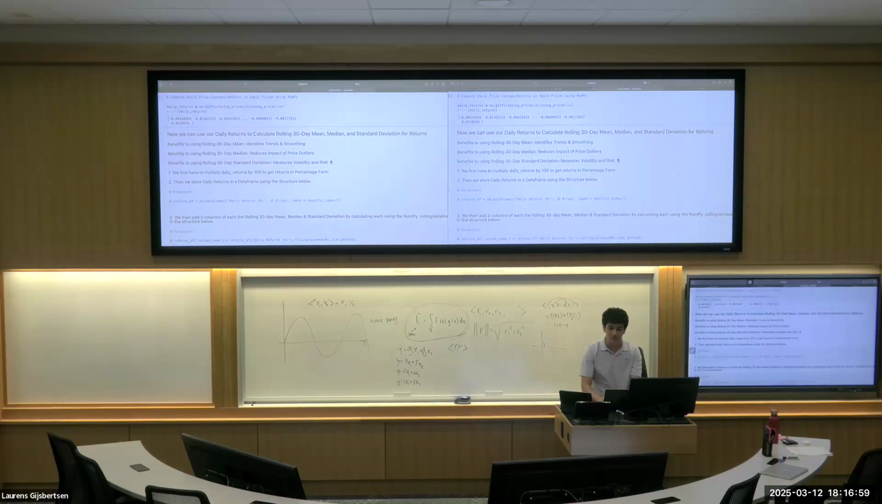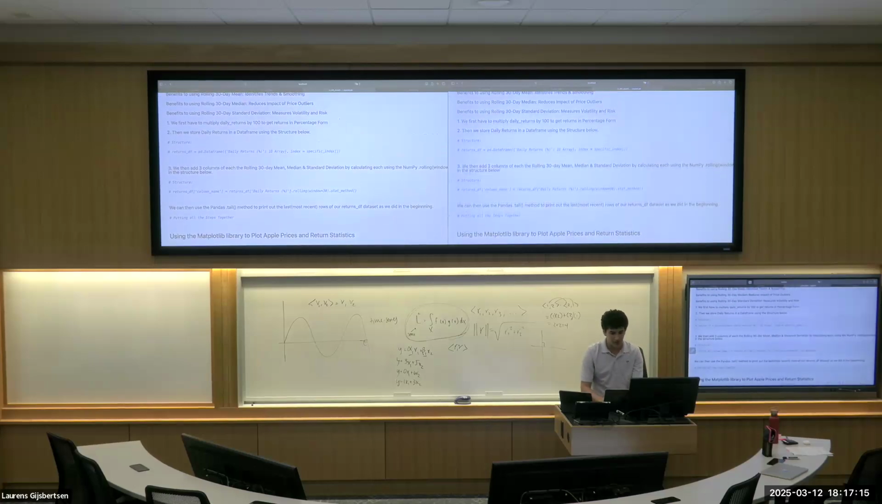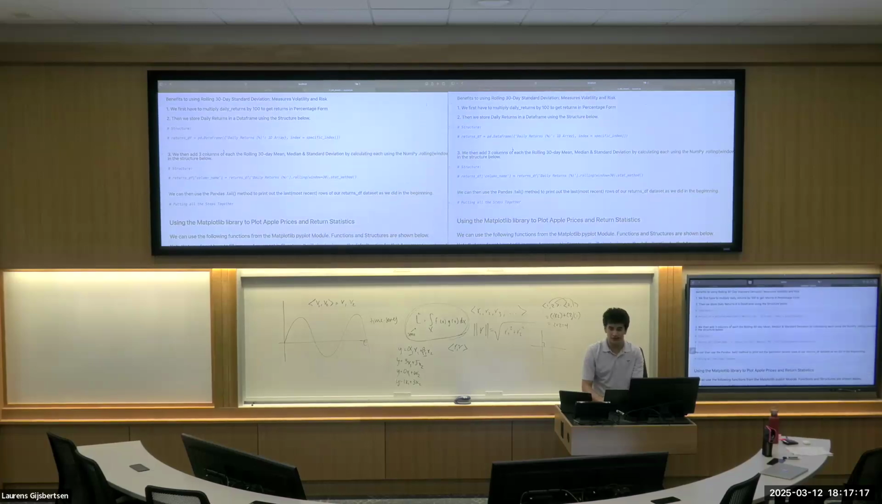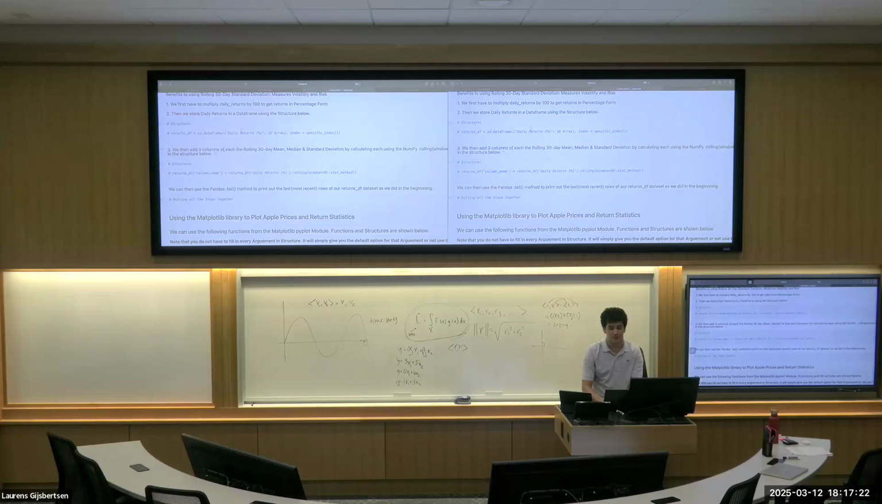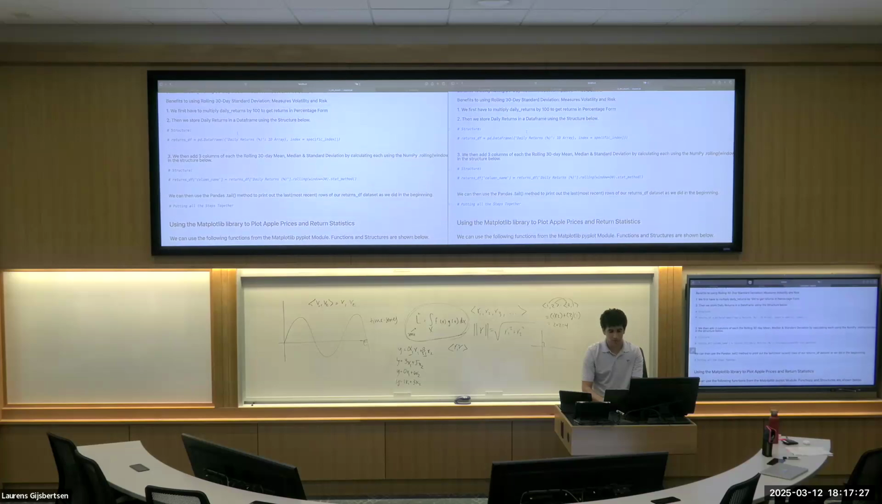So now we can use these daily returns to calculate the rolling 30-day mean, rolling 30-day median, and rolling 30-day standard deviation. But I think for time purposes, we're just going to do mean and standard deviation, right? So I'm going to go over the directions first, and then we're going to do it. First, we multiply daily returns by 100 to get them in percentage form, right? Second, we store the daily returns in a data frame using the structure below. So we basically turn it into percentage form.